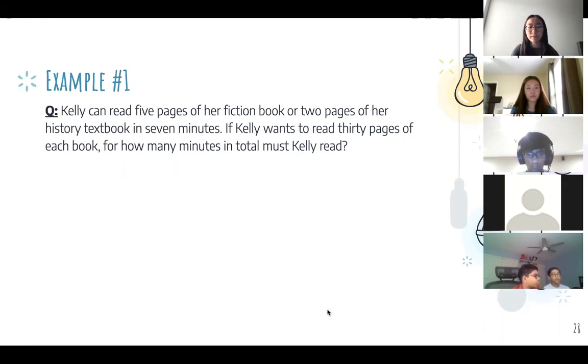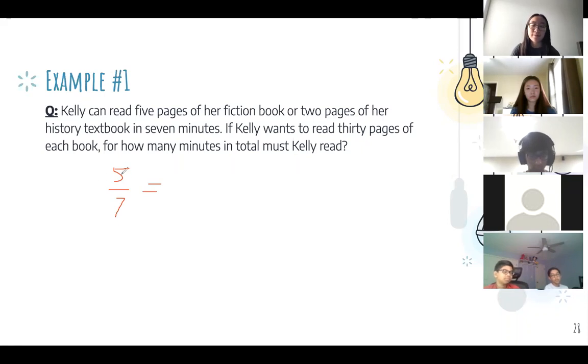All right, so I'll give a little bit of a hint. Let's work out this fiction book one. She reads 5 pages of her fiction book in 7 minutes, and so we can write 5 over 7. And then she wants to read 30 pages of her book.